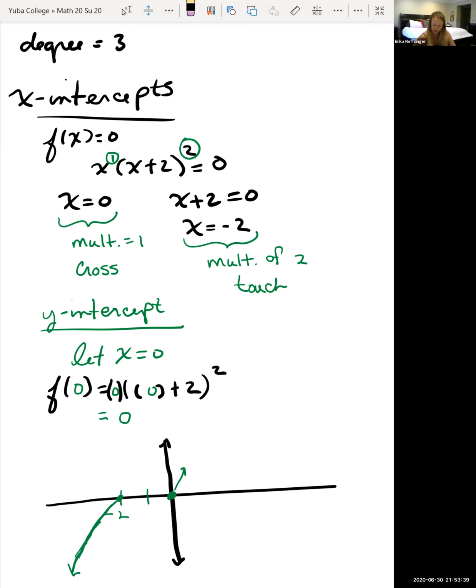We know it has to touch. We also know that it's just touching and turning around because of the multiplicity being even. So somewhere in here, we don't know exactly where, it's going to change directions and come back up. And now we know it's going to cross the x-axis. And so we get a general idea of what the graph looks like. But we don't know particular values, like where it is changing direction.